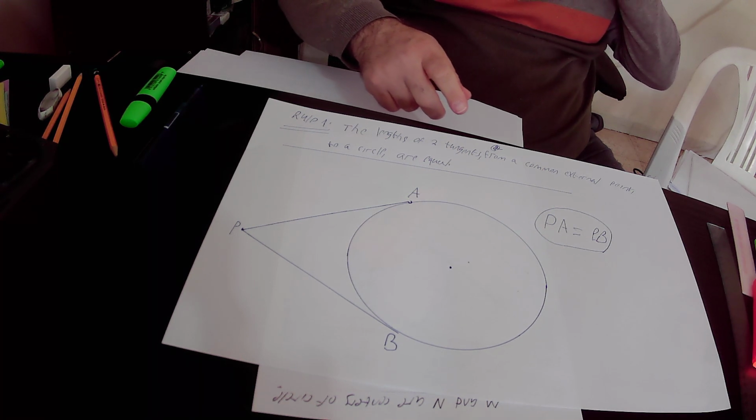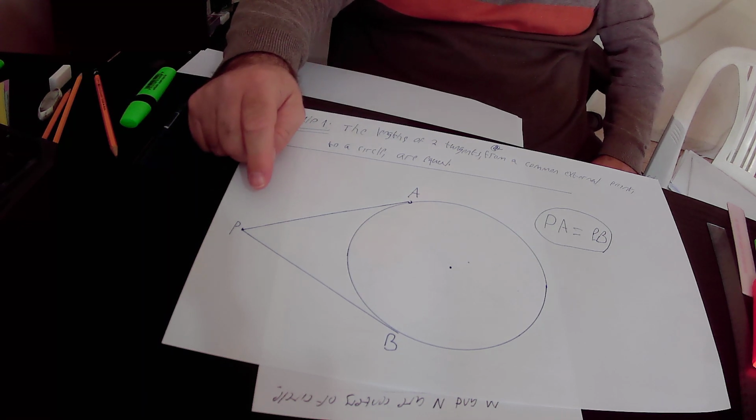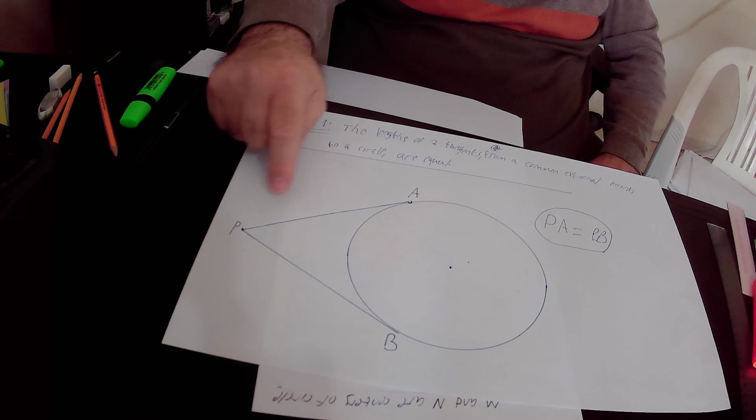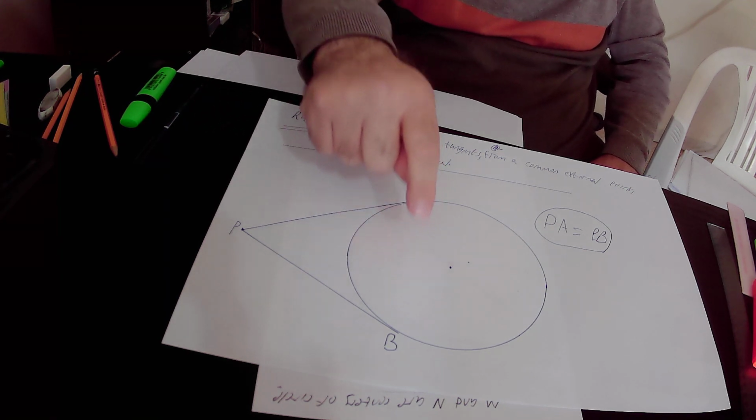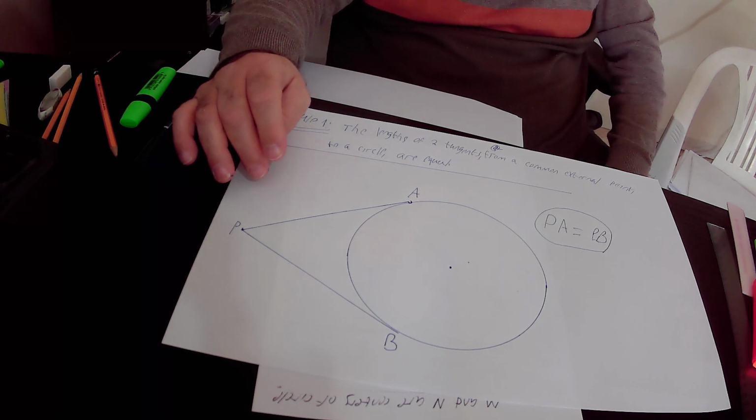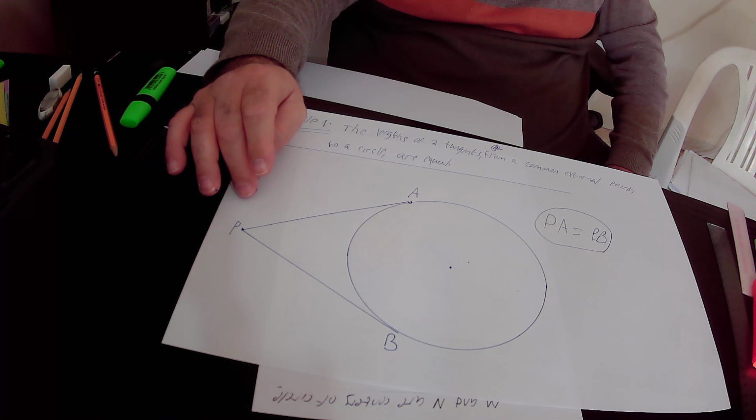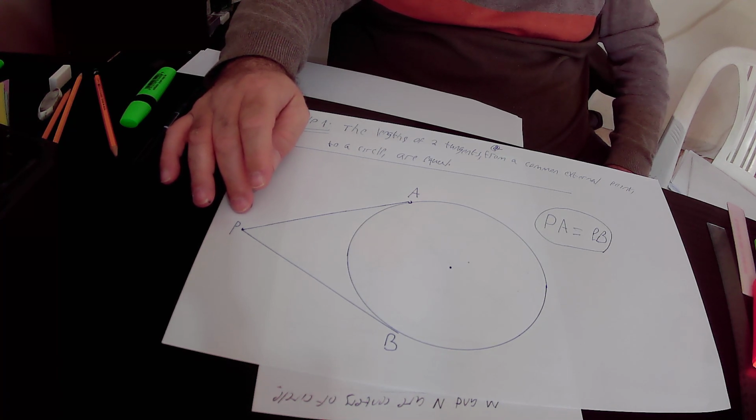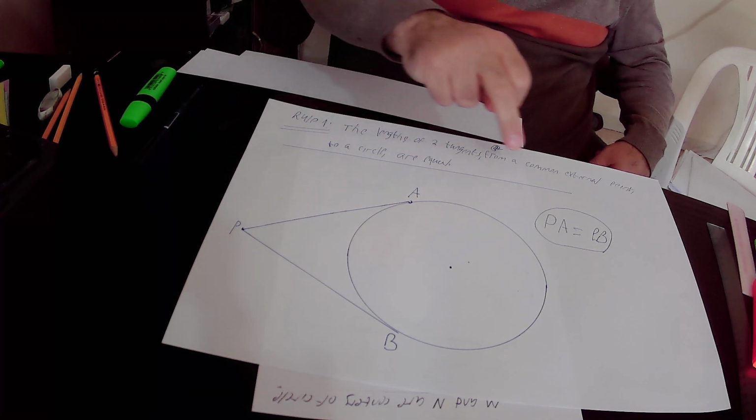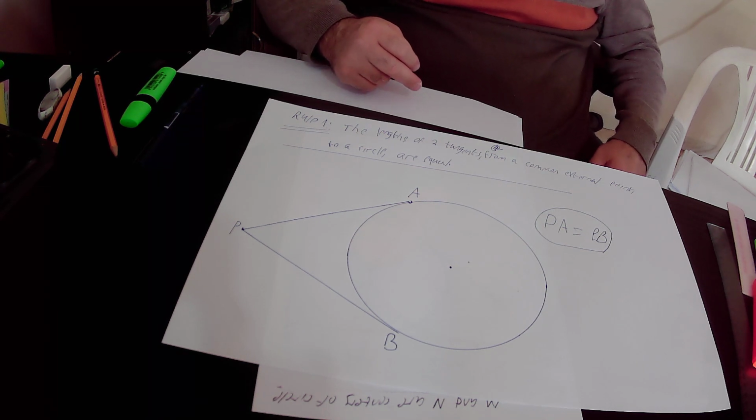So the length of two tangents from a common external point, the common external point is point P, to a circle, that is to say to points A and B, are equal. Whenever you draw two tangents to a circle from a common external point, in this case point P, then the lengths of those two tangents will be equal to each other. That is to say, PA will be equal to PB.